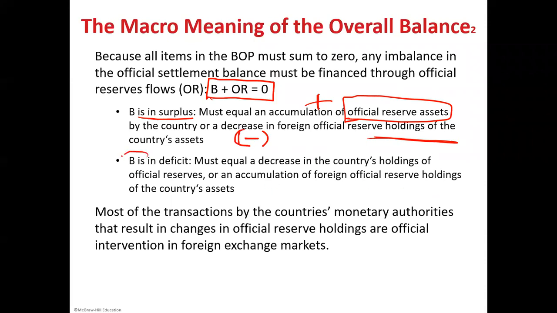But the condition we showed using the data is that the overall balance is deficit. So what is expected to happen? Our official reserve held in foreign asset will decrease, that is here. And the foreigners' holding of our asset or US asset should go up. So that is here, accumulation of the foreigners' official reserve holdings of our asset.